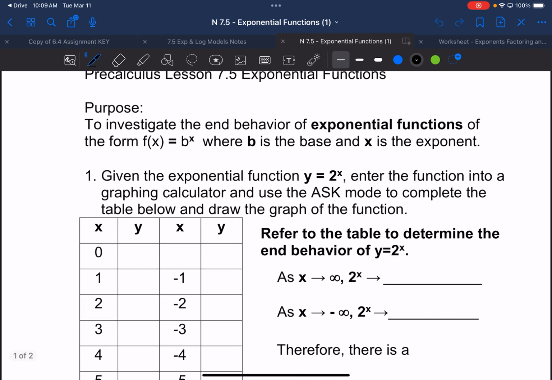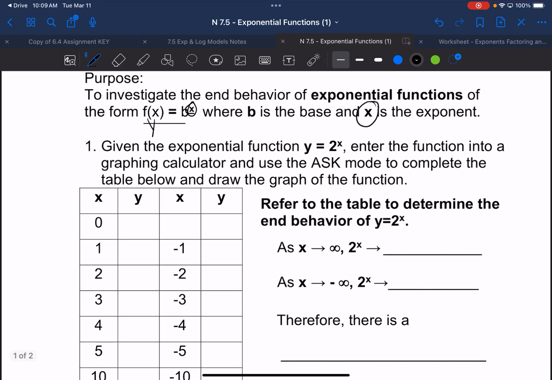So it says we will have them given to us in this form, f of x, which remember is also the same as y, is equal to b to the x. B is just representing the base, right? It could be a number, a variable, right? We've seen some of both. And then x is your exponent, so it should be written up here.